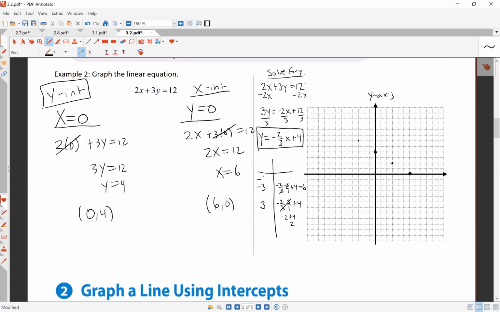And if I plug in negative 6, just multiples of 3 there, I'll have negative 2/3 times negative 6 over 1 plus 4. And 3 goes into 6 twice. That's 4 plus 4, which is 8.